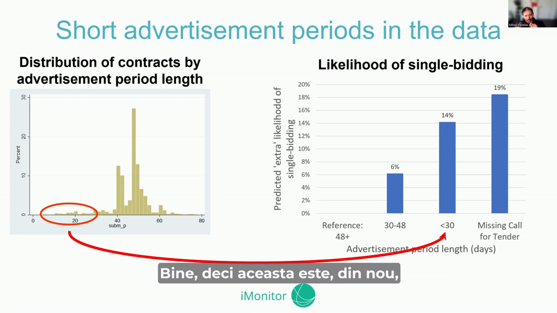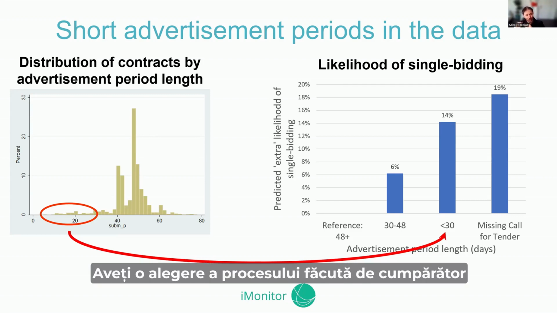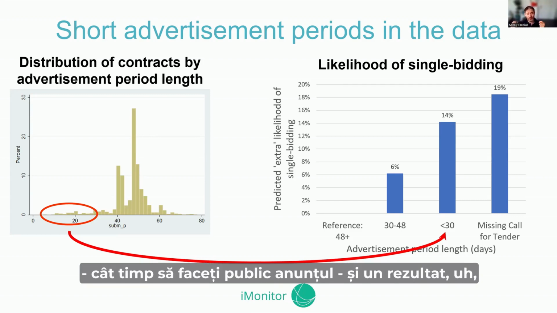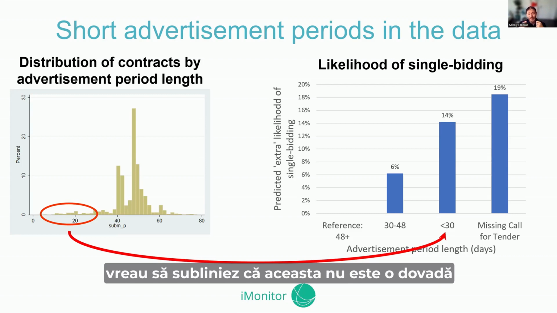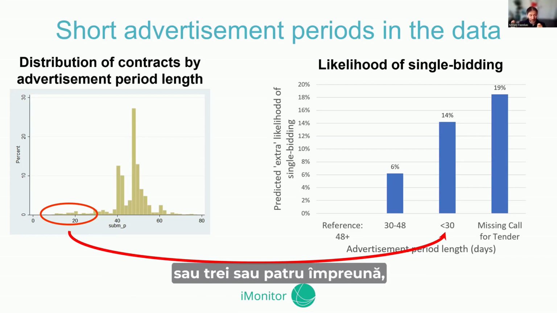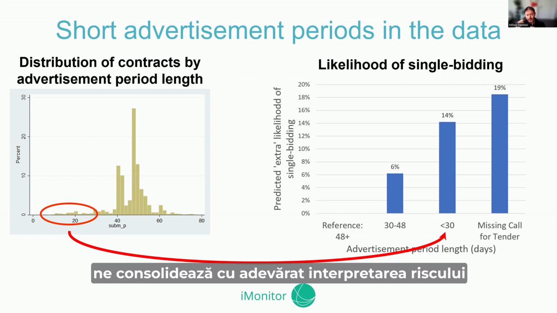Okay, so this is again the same logic. You have some process choice made by the buyer, how long to advertise, and an output of the process consistent with a corrupt interpretation, single bidding on an otherwise competitive market. Now, again, I want to emphasize this is no proof of corruption, but two indicators together, or three or four together, they really strengthen our corruption risk interpretation rather than some other interpretation of the observed empirical patterns.